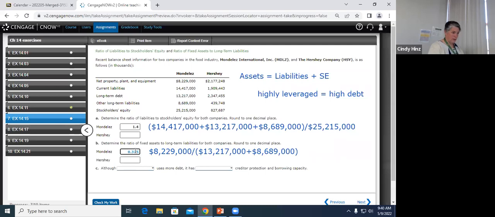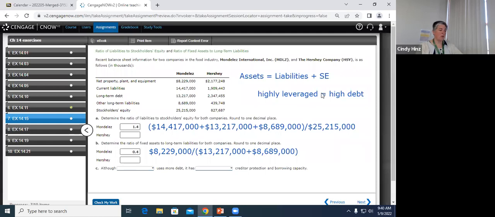Oops. And it tells us to round to 1 decimal place again. And so as we've been saying, I cannot look at either one of these numbers and say those are good or bad. I need to compare it to something. And the comparison here is going to be to their competition, the Hershey company. Even though Hershey we already know is a much smaller company, we want to do this comparison.